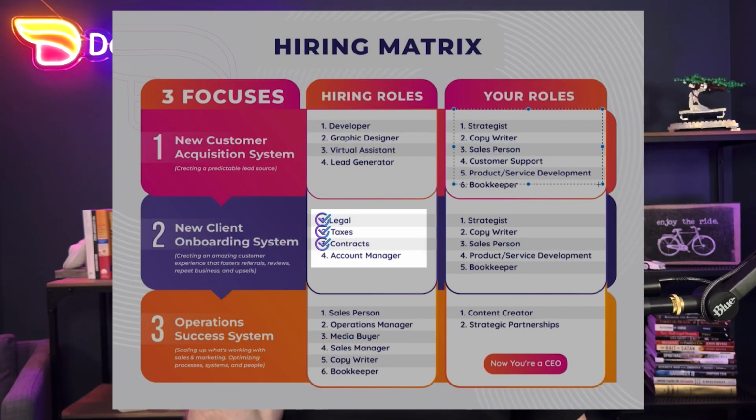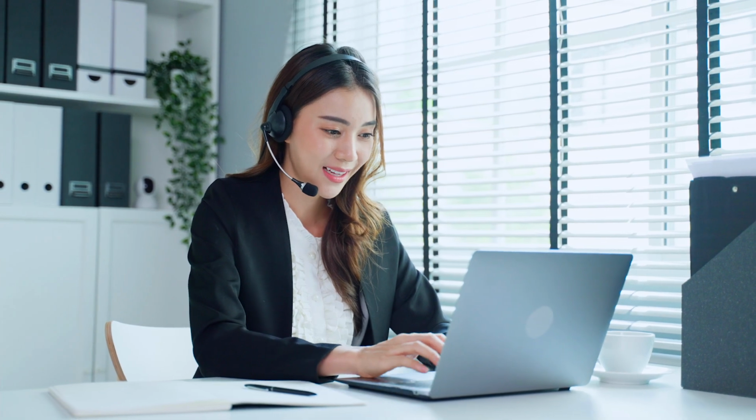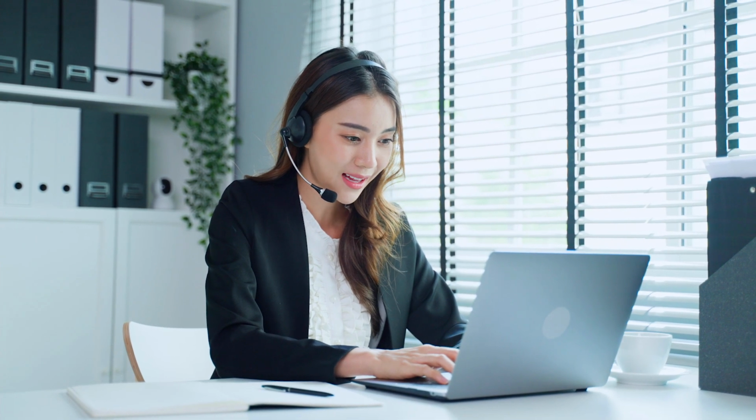Now, the actual role that you want to hire in this phase is an account manager or customer support person. Somebody that's going to take the customer facing interactions off of your plate. I mean, how much time would you save if once you sold somebody, you didn't have to talk to them again, right? That's huge. And that's that person's number 1 focus so that they can actually build up that relationship.